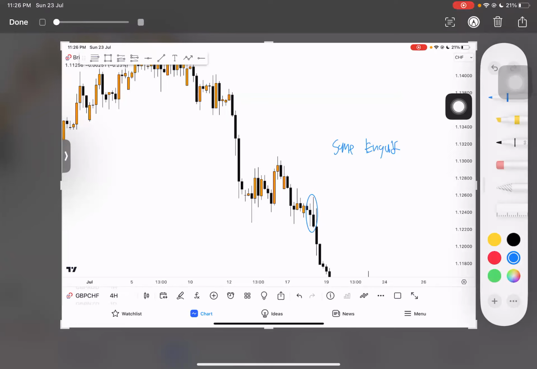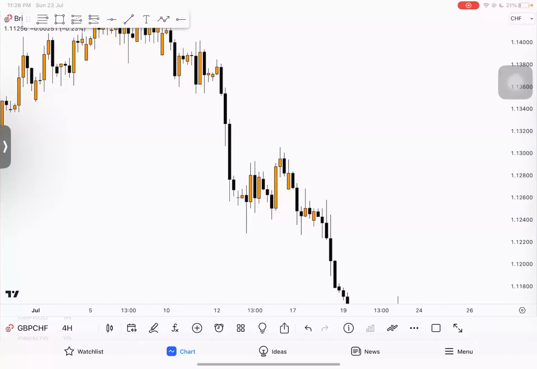Okay, same engulf. This is the previous support zone because it broke out the previous resistance. But it broke out right here, and it formed the confirmation of the bearish engulf. So when it pulls back, you can entry. So you got 3 types of engulfing. One is bullish, one is bearish, another one is same engulf. So that's all for engulfing.